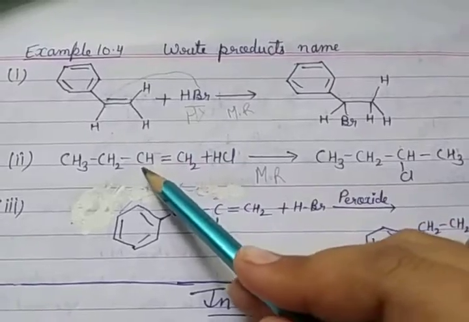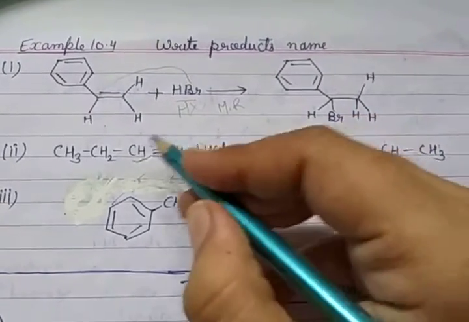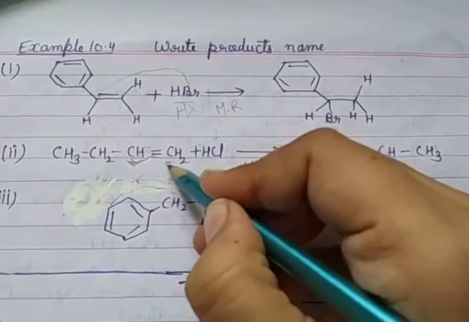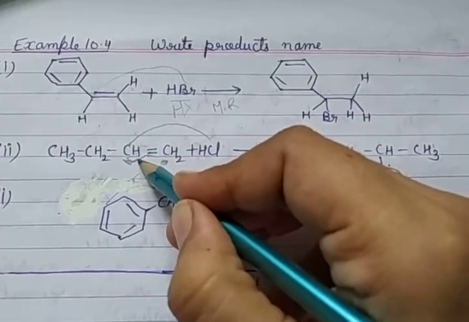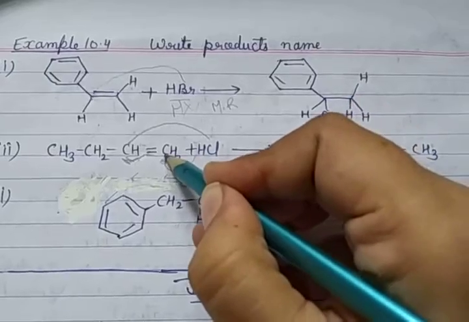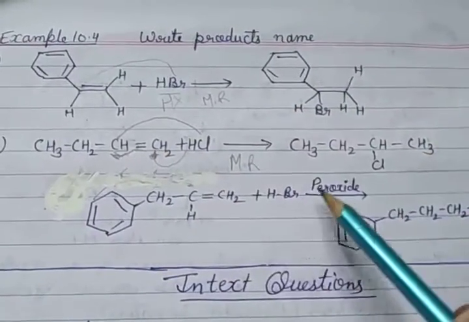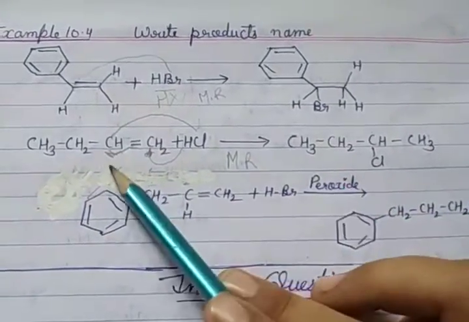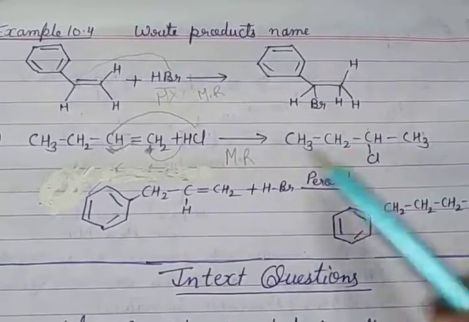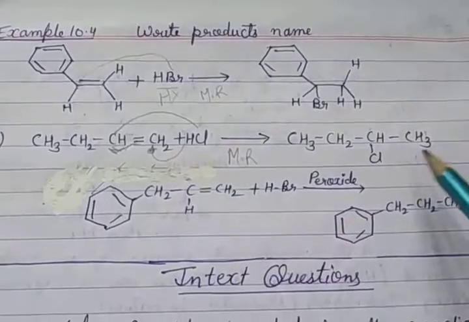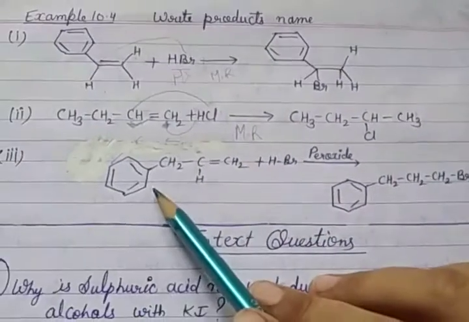So here there is a double bond between this carbon and this carbon. The halogen attaches to the carbon which has fewer hydrogens, and the hydrogen attaches to the carbon which has the maximum number of hydrogen atoms. So CH3 CH2 CHCl: the double bond converts into a single bond, and hydrogen attaches to CH2, so CH3.